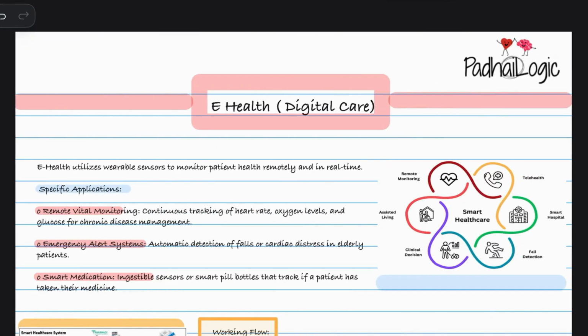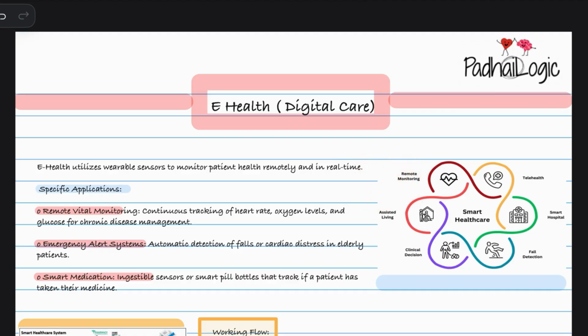Let's move forward and quickly discuss our application number 3, that is e-health, also known as digital healthcare. So digital healthcare or e-health is literally using IoT to save lives. Think about how healthcare used to work. A patient feels sick, books an appointment, goes to the clinic, and gets a snapshot measurement of their vitals. But what happens during the other 99% of their life?